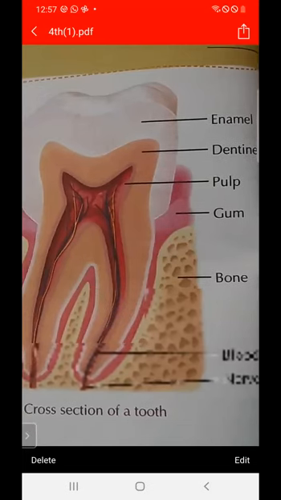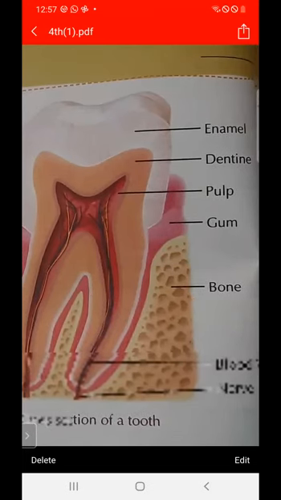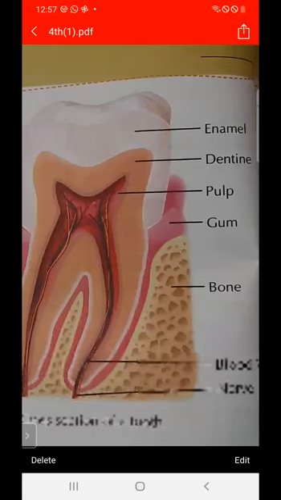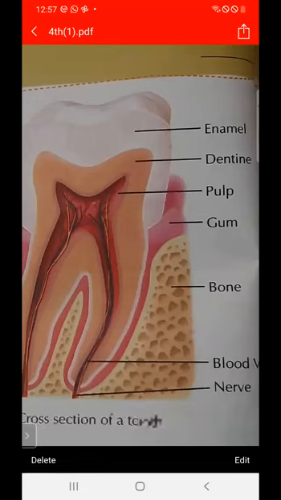The pulp part gives nourishment to the tooth, the food that we get from the pulp, and it contains the blood vessels and nerves. So pulp contains the blood vessels and nerves.